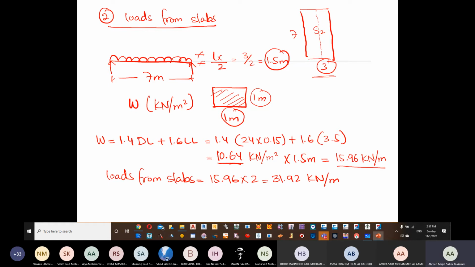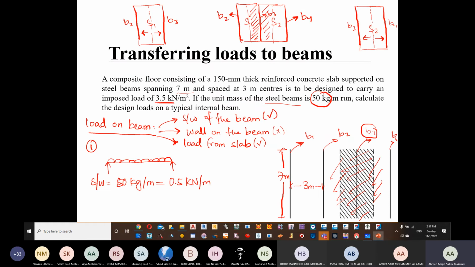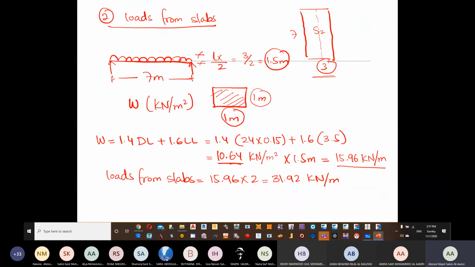Okay. Now returning back here. So we have the final load on the beam, which is going to be 31.92 plus 0.5 multiplied by 1.4. 31.92 is the load coming from the slab. 0.5 is the self weight. 1.4 is the factor of safety for the self weight.